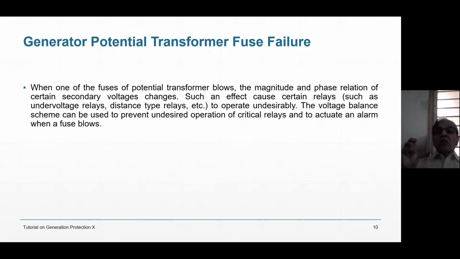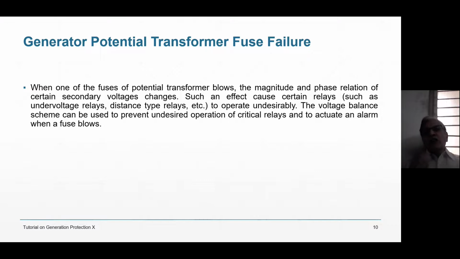So that is generator potential transformer fuse failure. You see, many protections are using voltage. Say pole slipping protection is using voltage. Generator backup relay is using voltage, right? If you scan through the different types of protections we have studied, then you see generator 100% sensitive earth fault protection is also using voltage. So any protection that is using voltage, this problem is there.